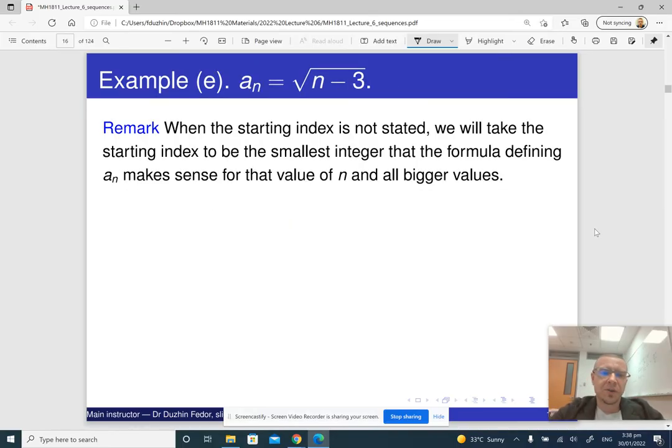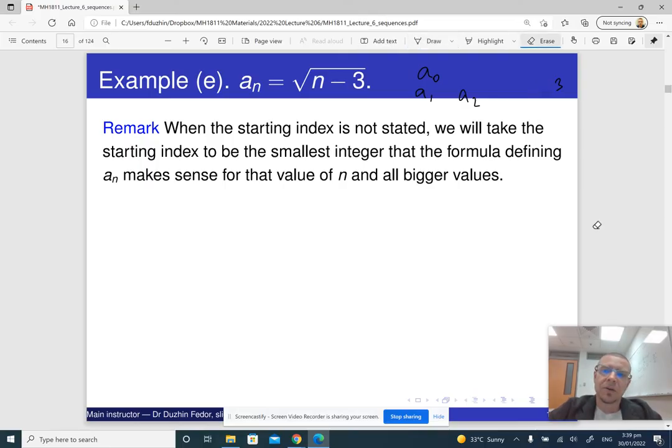Okay, so here is another sequence. So notice that here we have the square root, and sometimes the square root is undefined. When the input of a square root is a negative number, the square root is undefined. So if you really try to compute a0, a1, or a2, then you will run into issues, because you will get square root of 0 minus 3, or 1 minus 3, or 2 minus 3. So you will get a square root of a negative number, and this is undefined.